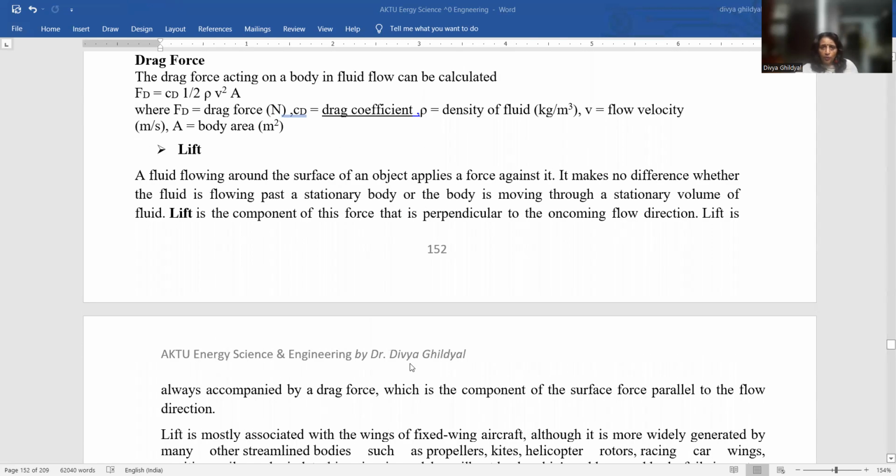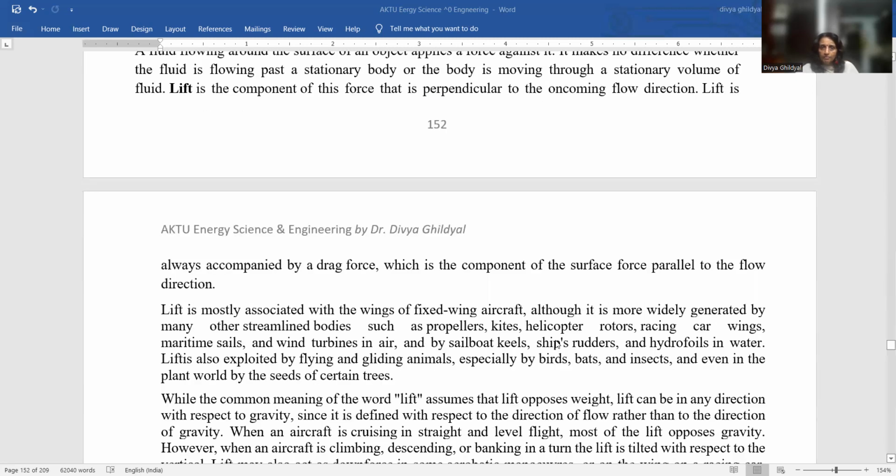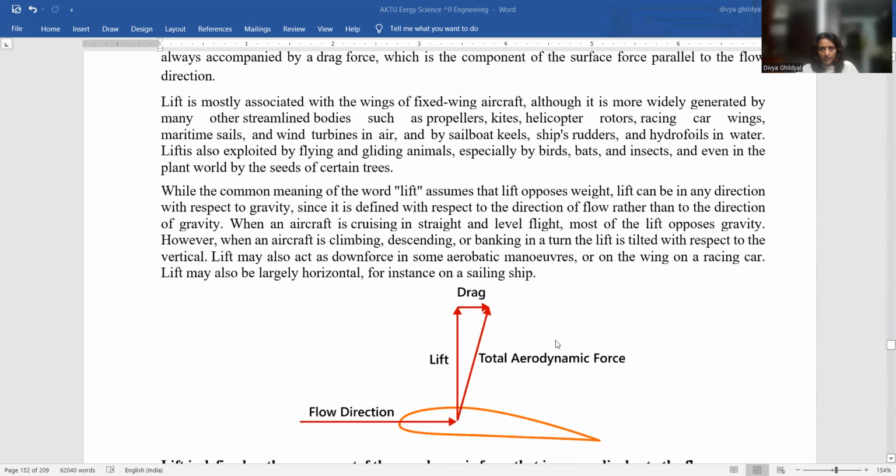Lift. A fluid flowing around the surface of an object applies a force against it. It makes no difference whether the fluid is flowing past a stationary body or the body is moving through a stationary volume of fluid. Lift is the component of this force that is perpendicular to the oncoming flow direction. So lift is always accompanied by a drag force. Here, look at this diagram. See, you are lifting, so this will be accompanied by a drag force.